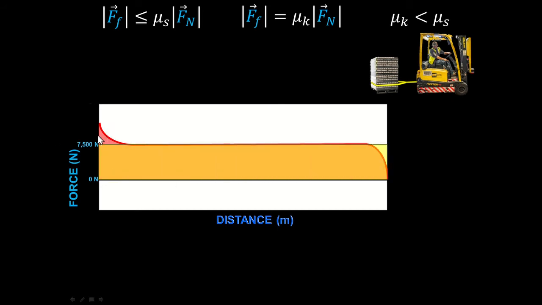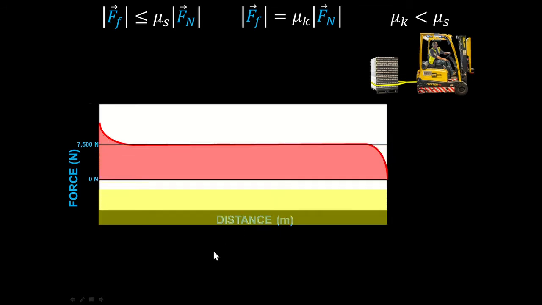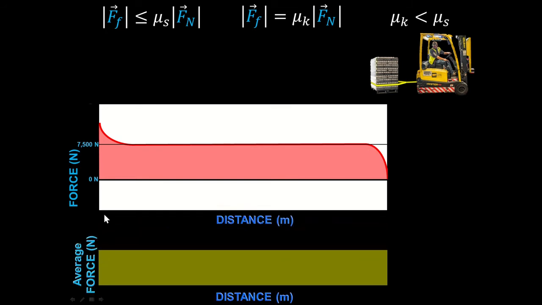And this little area here that's excess would make up for this little area here that was missing, and it would just simply be the average force times the distance that gives us the work that was done.